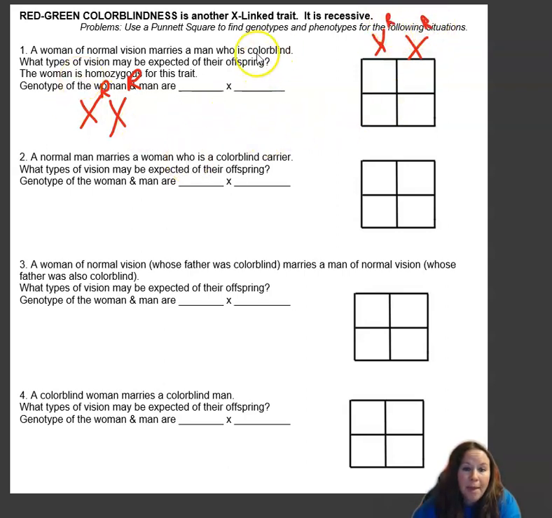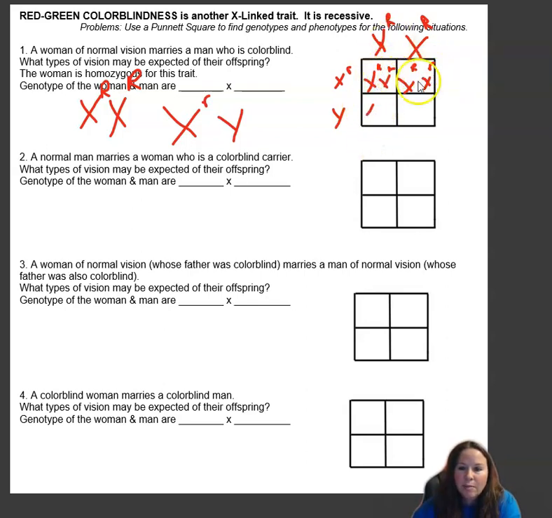And then it says the man is colorblind. Remember, he's XY. So he's colorblind, he's going to get a little r. Remember, nothing goes on the Y. Looks like this box is going to be big R, little r. Hard to write small in these little boxes. This is big R, little r. Remember, always write the dominant gene first, recessive second.